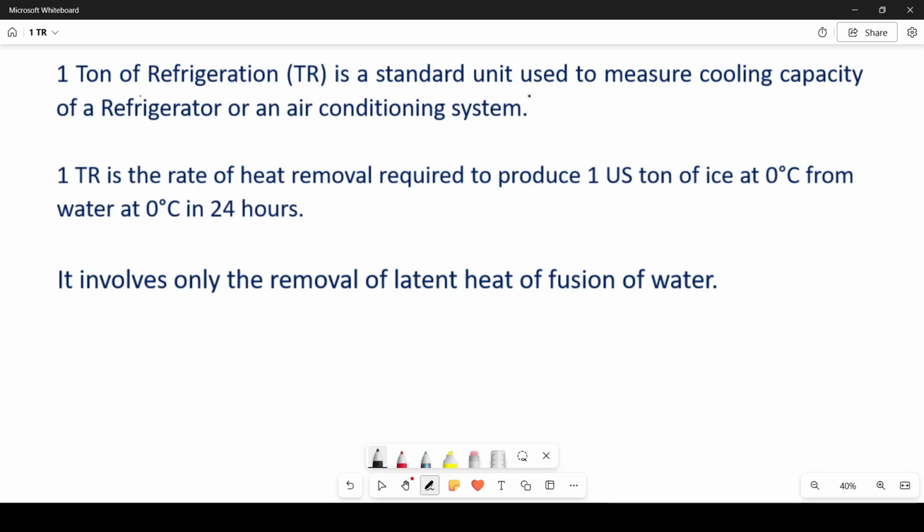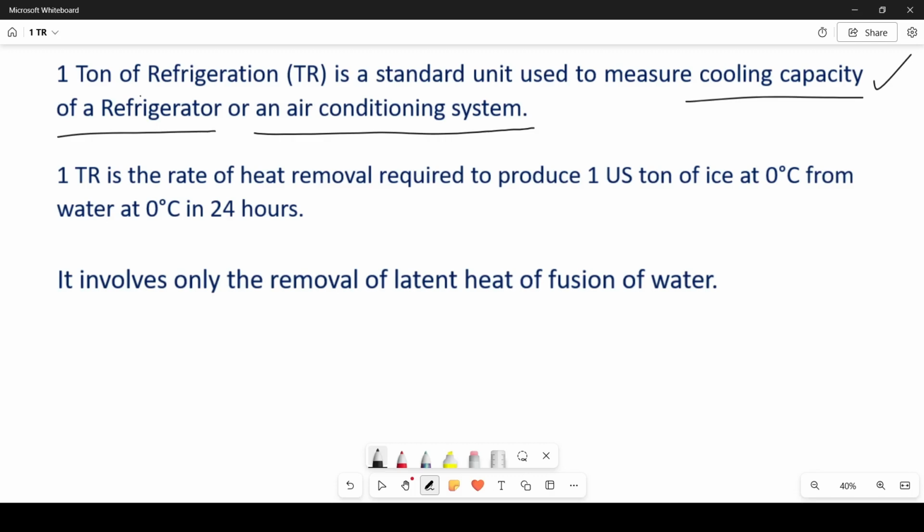In this video, let us understand the concept of 1 ton of refrigeration. 1 ton of refrigeration is a standard unit used to measure cooling capacity of a refrigerator or an air conditioning system. When I say cooling capacity, it indicates how much heat a refrigerator or an air conditioning system can remove in a given time.